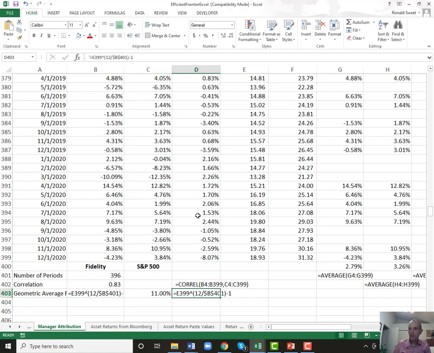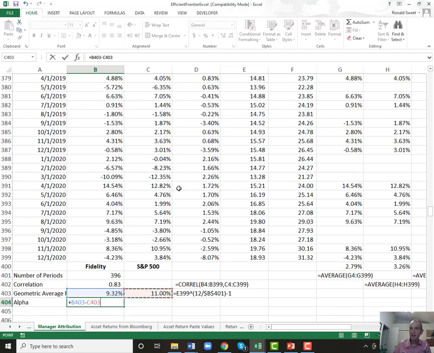So there's our return. We can now calculate the alpha. The alpha is just their return minus the S&P 500. Very straightforward. So there's your alpha. Their alpha is negative 1.68.